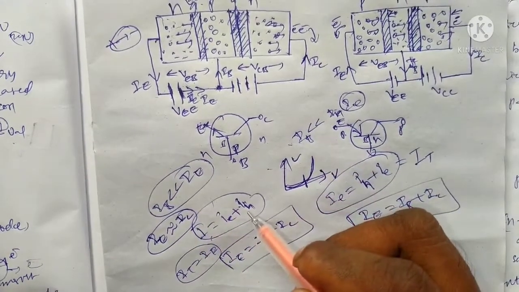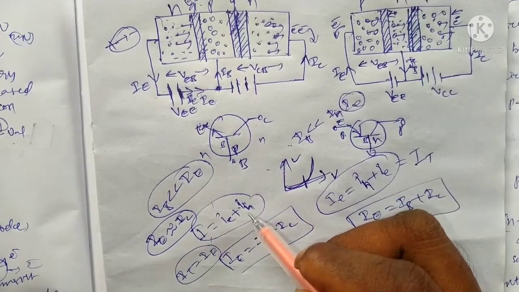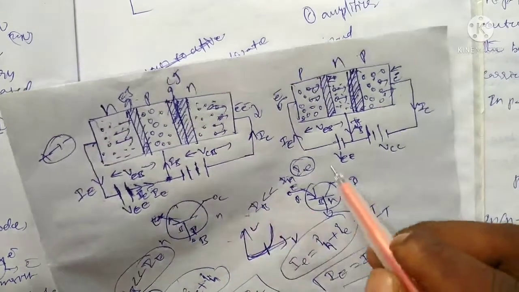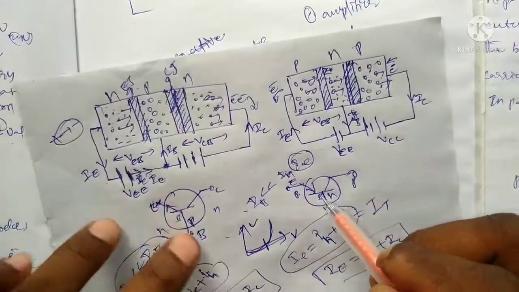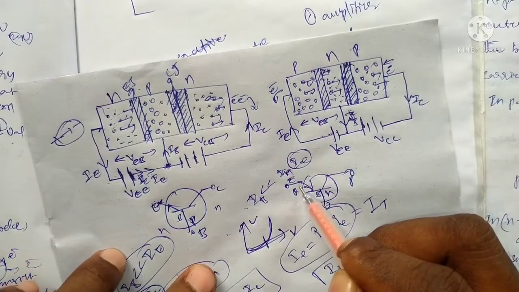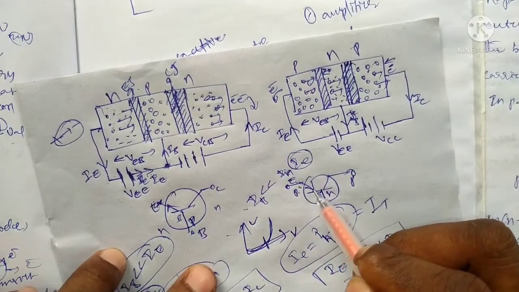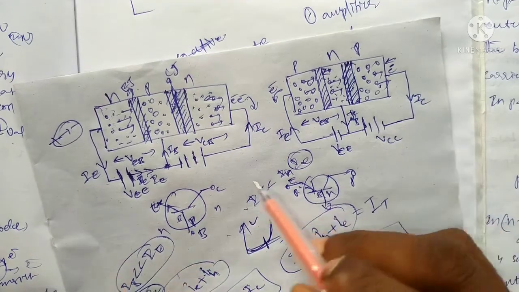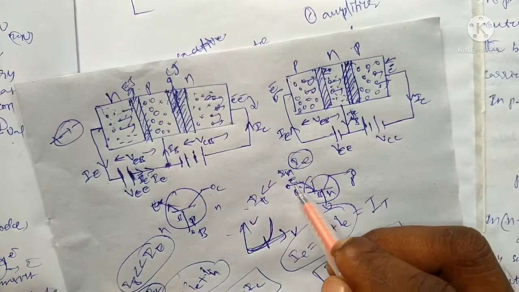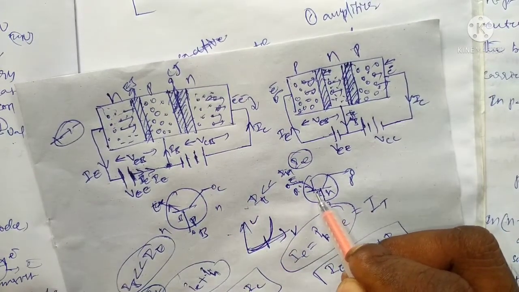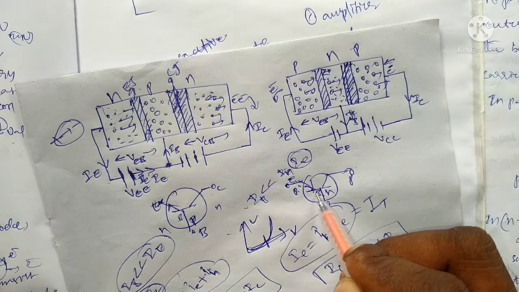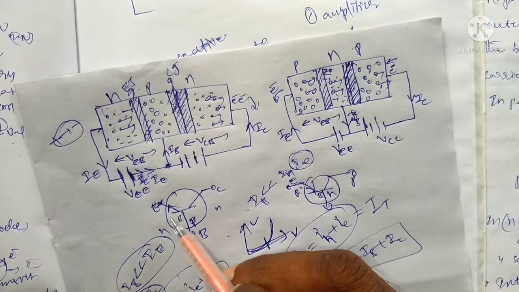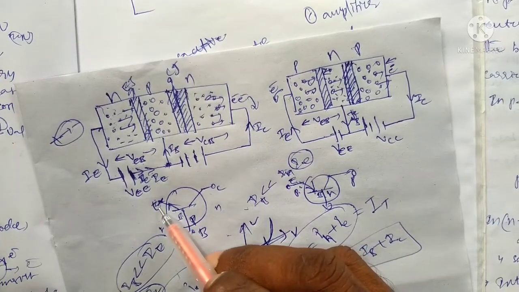Now the current path direction in PNP and NPN transistors. In the case of a PNP transistor, the current pathway direction is emitter to base. Here, emitter to base, that is P to N, that is positive to negative. The current direction is always positive to negative, that is emitter to base. That is in the case of a PNP transistor. And in the case of an NPN transistor, the current path direction is from base to emitter.